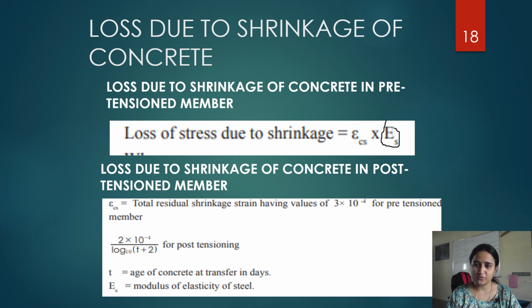ES will be there in both types of pre-stress member, pre-tensioning and post-tensioning, but the shrinkage strain amount will be different. It is 3 into 10 raised to minus 4 for a pre-tensioning member and 2 into 10 raised to minus 4 divided by log to the base 10 (t plus 2) for a post-tension member. T is the age of concrete at transfer in days, and ES is the modulus of elasticity of steel. Okay, understood?